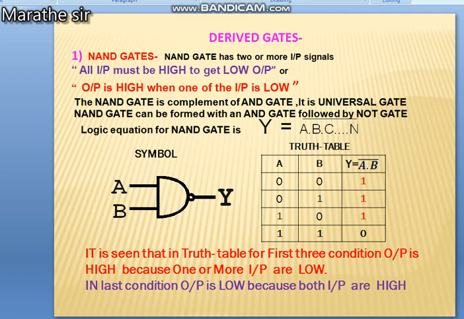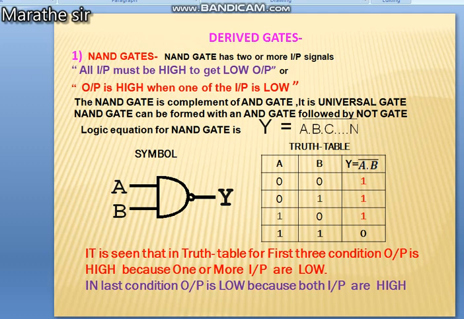In the second condition, when A is equal to 0 and B is equal to 1, we are getting output Y is equal to 1. In the third condition, when A is equal to 1 and B is equal to 0, then also we are getting output Y is equal to 1. In the last, fourth condition, when A is equal to 1 and B is equal to 1, substituting these values in the equation (A dot B) bar, 1 dot 1 is 1 and its bar is 0, so we are getting output Y is equal to 0.